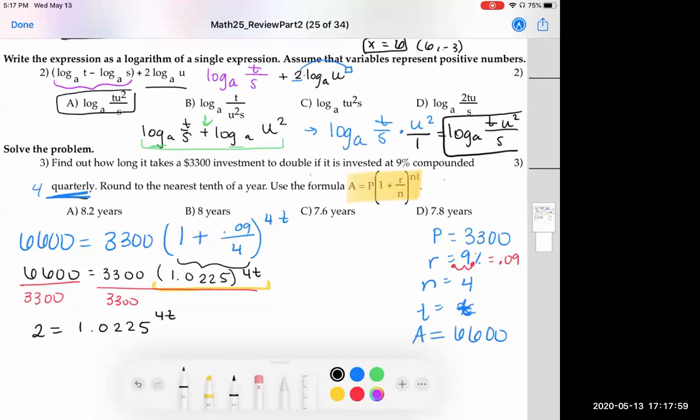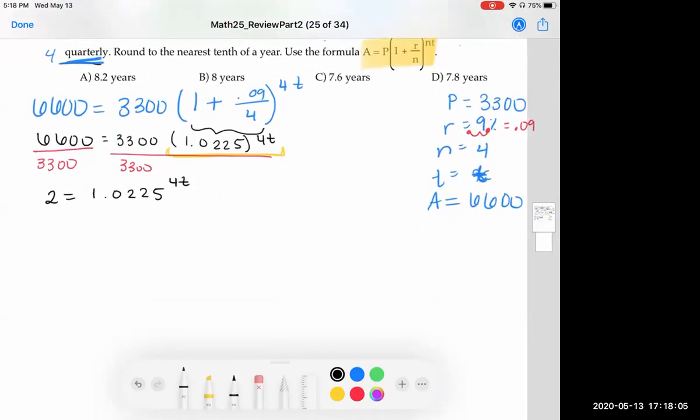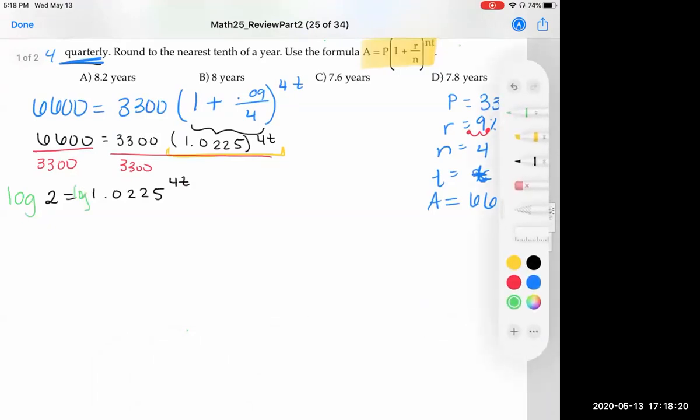All right, our problem here is our variable is in the exponent's place. So let's go ahead and take the log of both sides so I can bring it down. All right, so now this allows us to bring our 4t to the front. So we now have log of 2 is equal to 4t log of 1.0225.